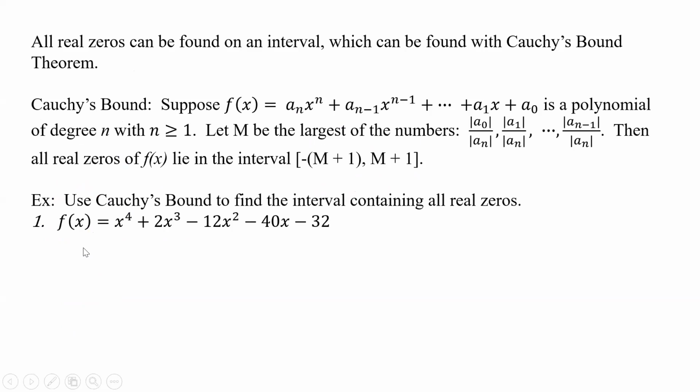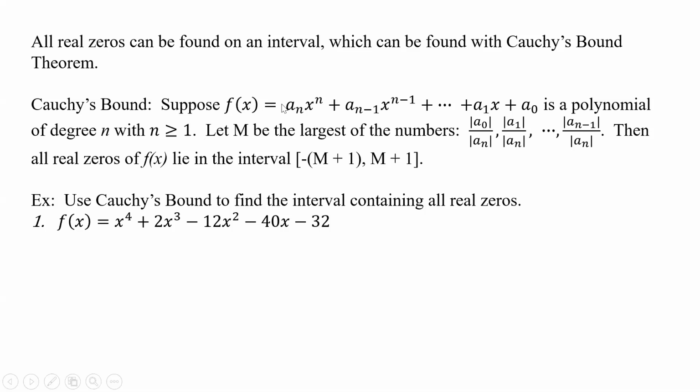All right, so all real zeros can actually be found within an interval. So, if we're going along, we might not know what interval to use, but there's actually a theorem that will tell us you should find everything within -5 to +5 or something like that. And it all is based on Cauchy's bound theorem.